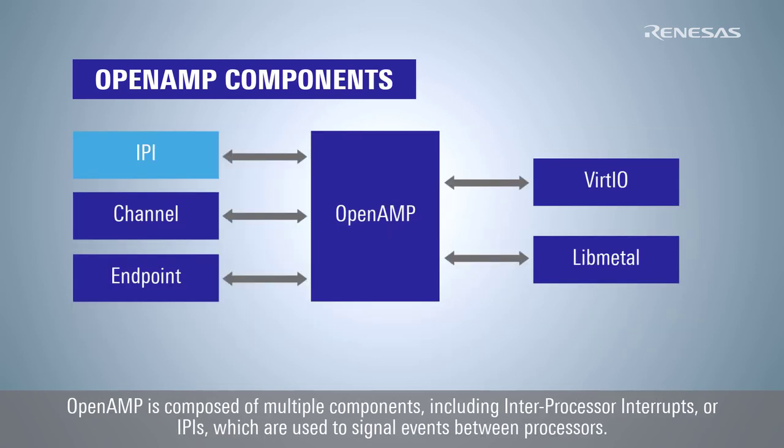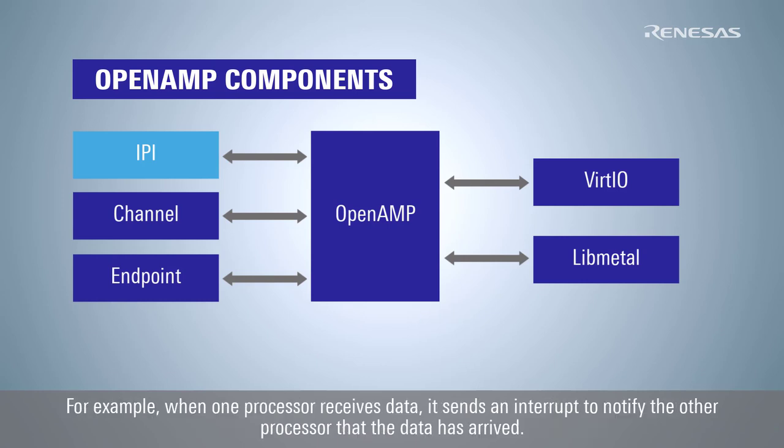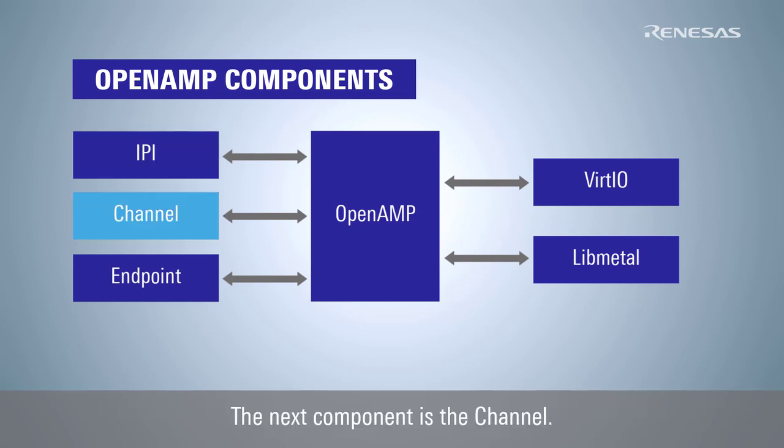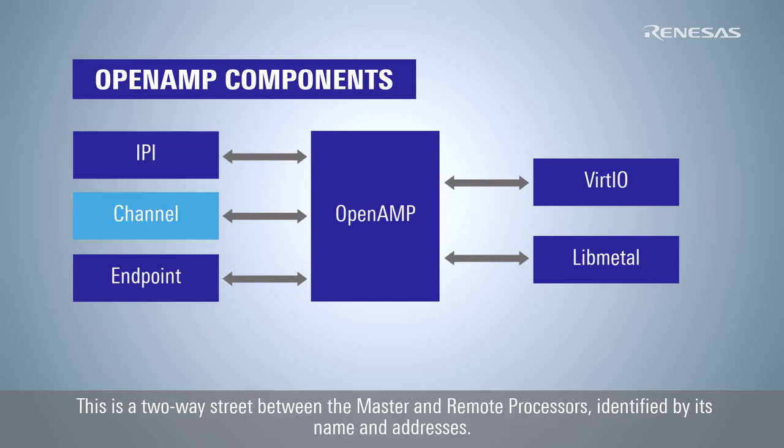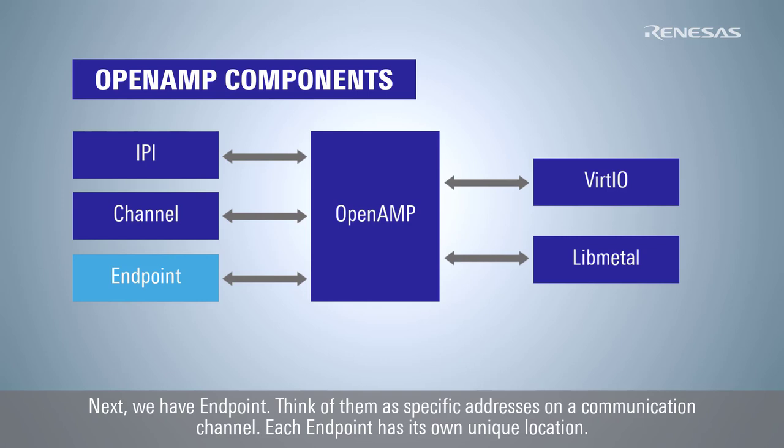OpenAMP is composed of multiple components, including interprocessor interrupts, or IPIs, which are used to signal events between processors. For example, when one processor receives data, it sends an interrupt to notify the other processor that the data has arrived. The next component is the channel. This is a two-way street between the master and remote processors, identified by its name and addresses. Next, we have endpoints. Think of them as specific addresses on a communication channel. Each endpoint has its own unique location.